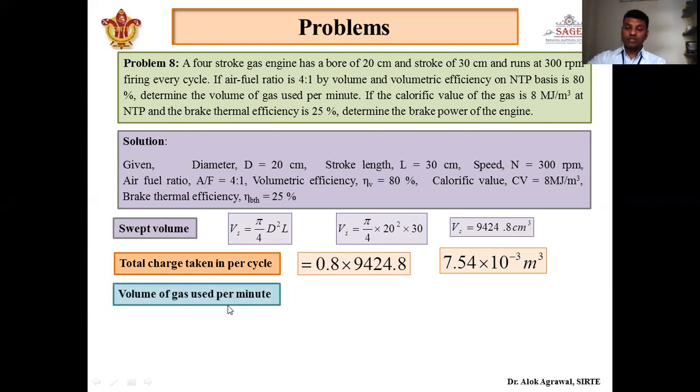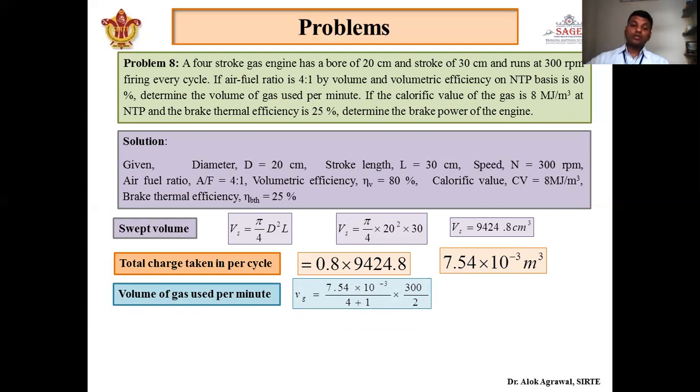Now the volume of gas used per minute. As we know, the air fuel ratio is given 4:1. This is the total charge, out of which 1 part is fuel and 4 parts are air. So we are dividing it by 5, 4 plus 1, total 5 parts, into 300 by 2. We are multiplying it by 300 by 2 because we need it per minute. Sorry, not per second, per minute.